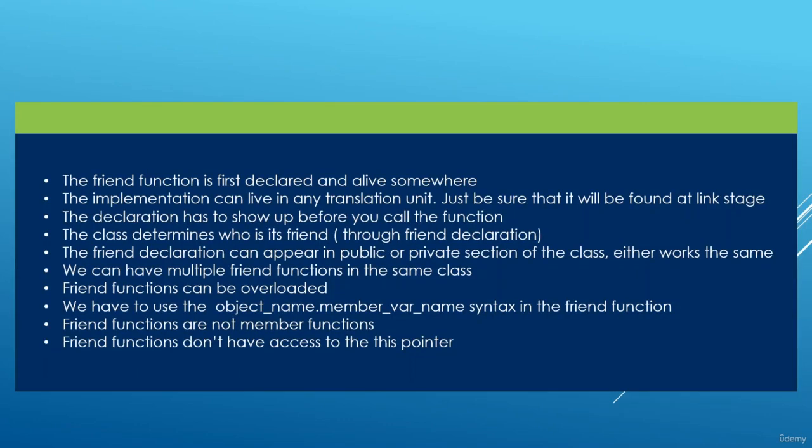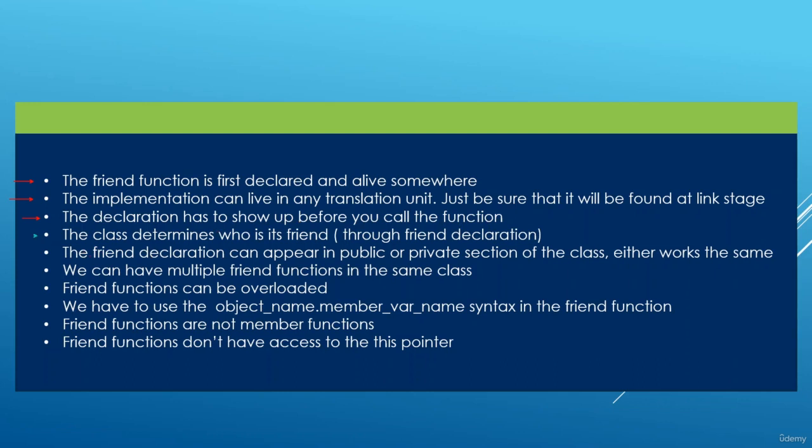Okay, so before we head over to Visual Studio Code and really play with this, here are a few things you need to know about friend functions. The friend function is first declared and alive somewhere. So you can't declare a friend function that doesn't exist somewhere. If you do that, you're going to get a compiler error. The implementation for your friend function can really live anywhere. You just have to make sure that the linker is going to find it when it starts linking your application. But the declaration for the friend function has to show up before you use the function. And we already know this, but I just want to repeat that here to be super clear.